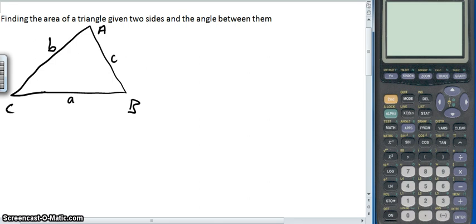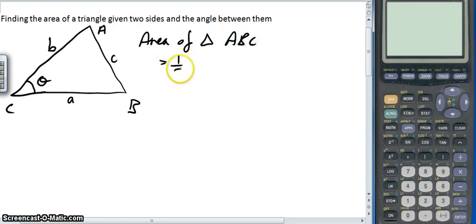And let's pretend that we have information about this angle here. And that angle we will call theta. Okay. So, what can we say? Well, if we were to do the area of a triangle, the area of triangle ABC is half base, which is BC, times the perpendicular height. Okay, half base times height.